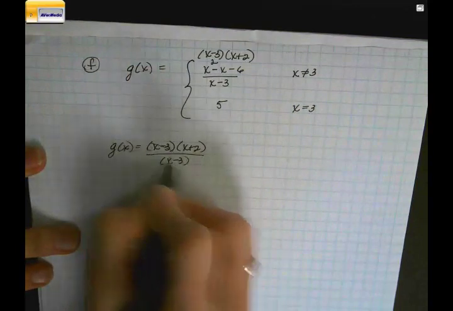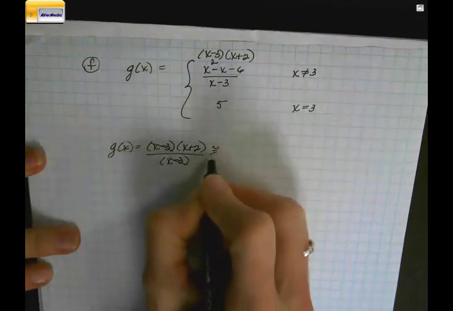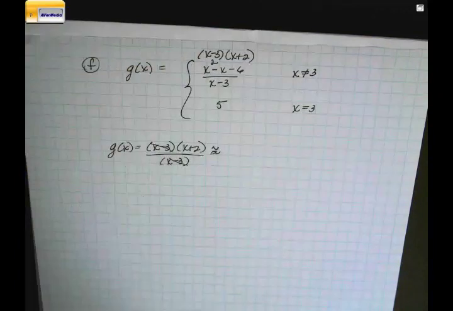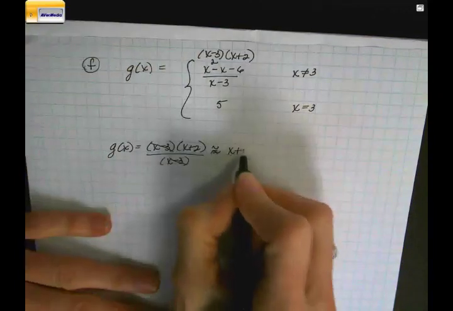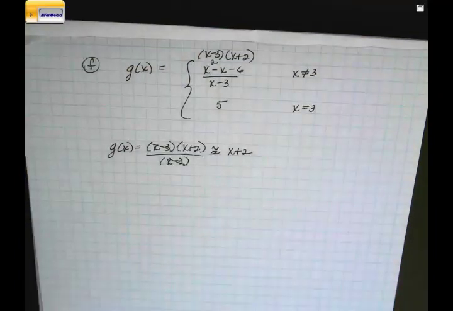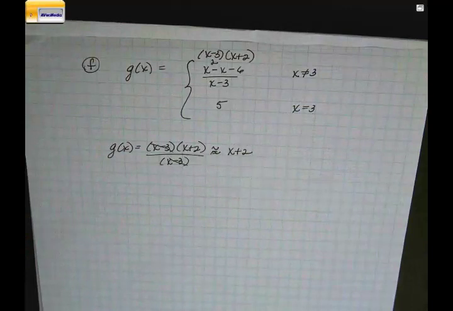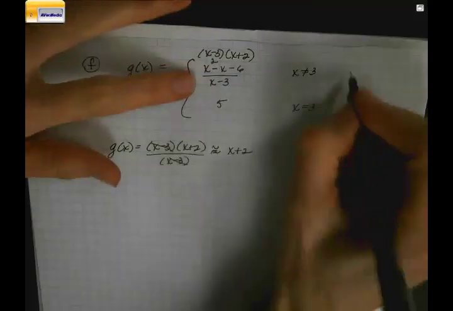So if I get rid of the hole, this is approximately, I'm going to put the squiggle equal. It's not the same, but close enough. It's approximately the equation x plus 2. So it really looks like that linear graph, with the hole in it at 3. So there's a hole at 3.